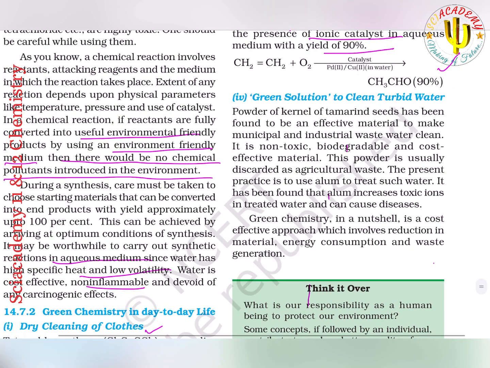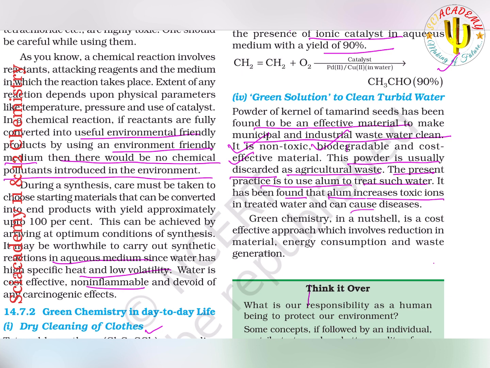Point 4. Green solution to clean turbid water. Powder of kernel of tamarind seeds has been found to be an effective material to make municipal and industrial wastewater clean. It is non-toxic, biodegradable, and cost-effective material. This powder is usually discarded as agricultural waste. The present practice is to use alum to treat such water. It has been found that alum increases toxic ions in treated water and can cause diseases.